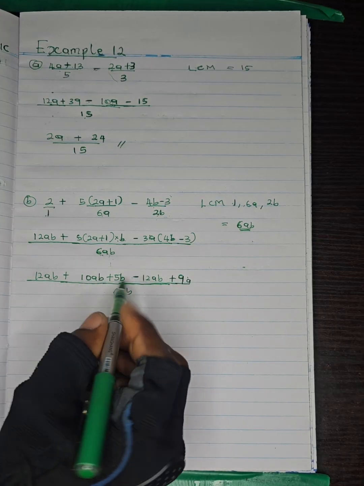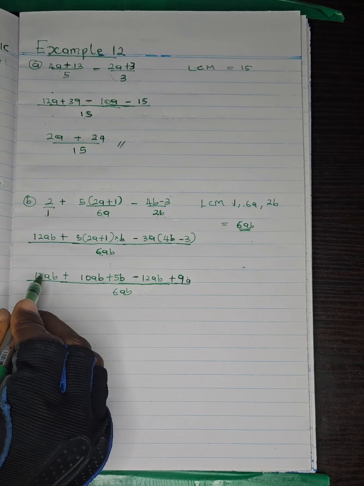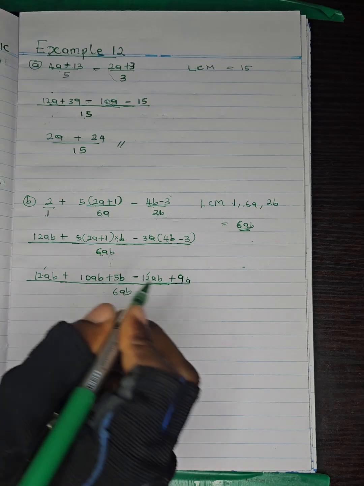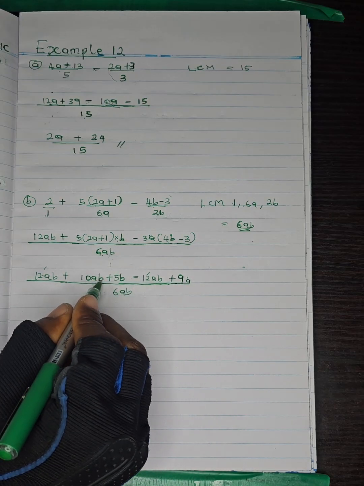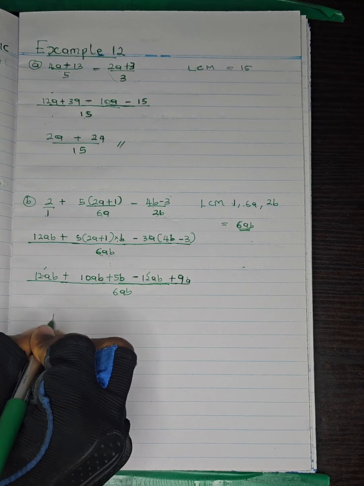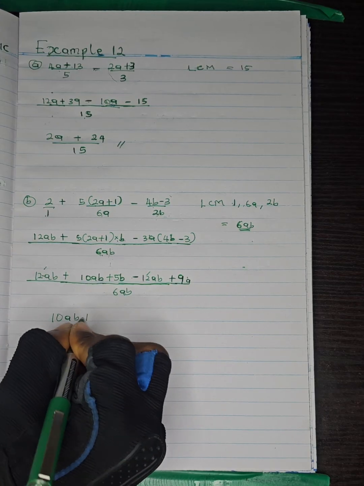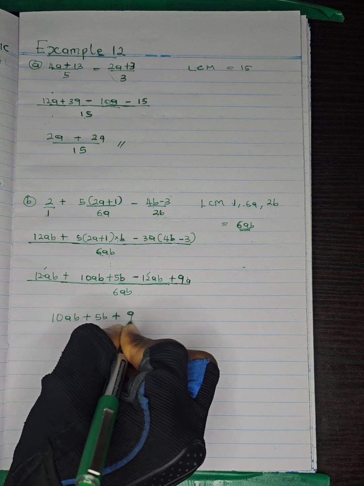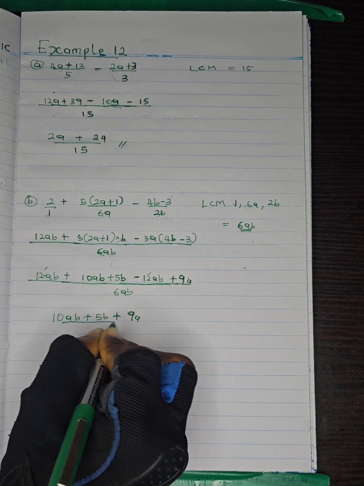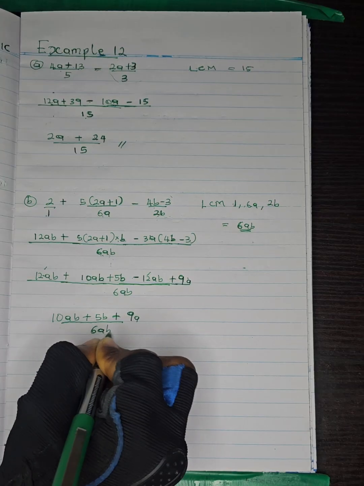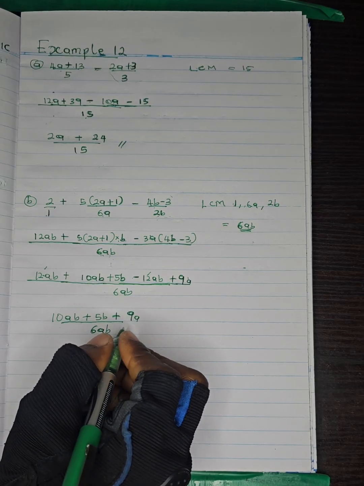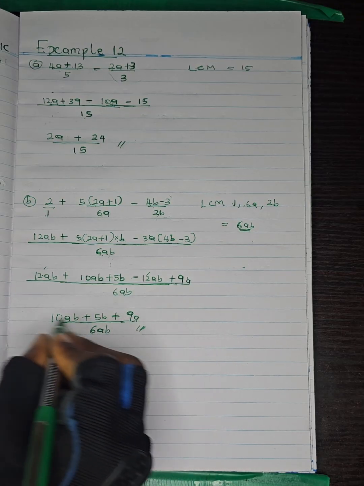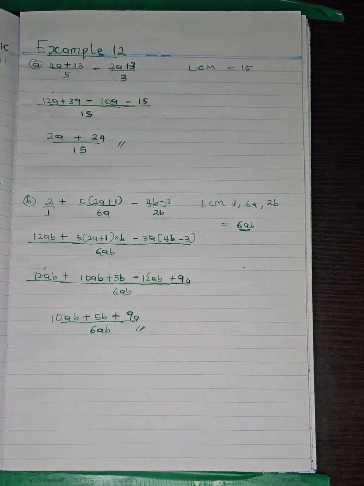So the next thing we are going to do is to look for the like terms and sort it out. This minus 12ab is cancelling itself out, because here is plus, here is minus, so it will be 0. Then 10ab, we don't have any other ab, so it will be 10ab plus 5b plus 9a, all divided by 6ab. And that's our final answer. Irrespective of the arrangement of the numerator, the answer is the same.